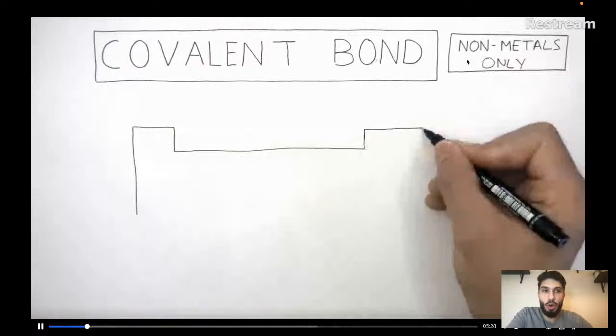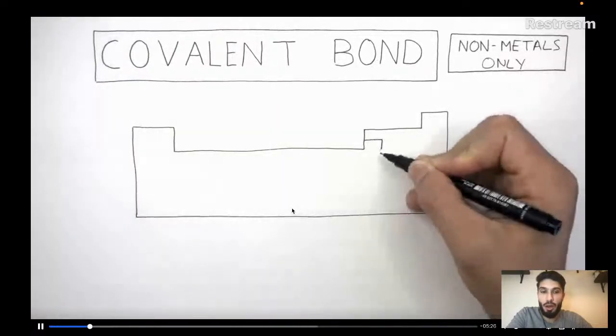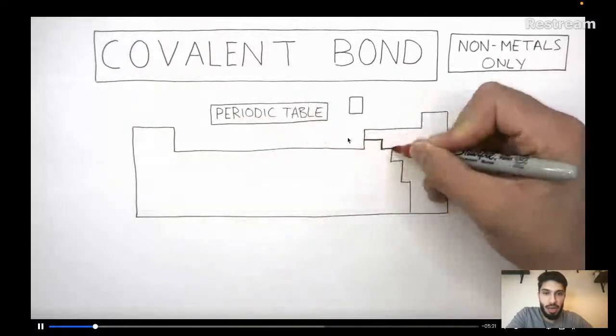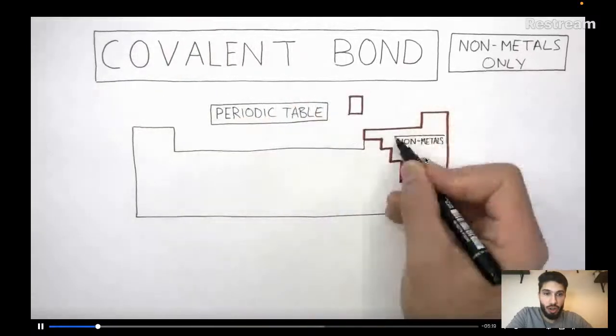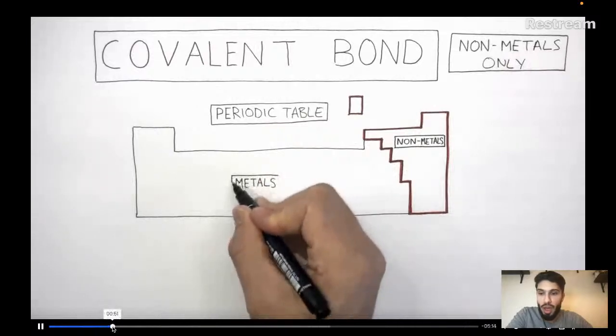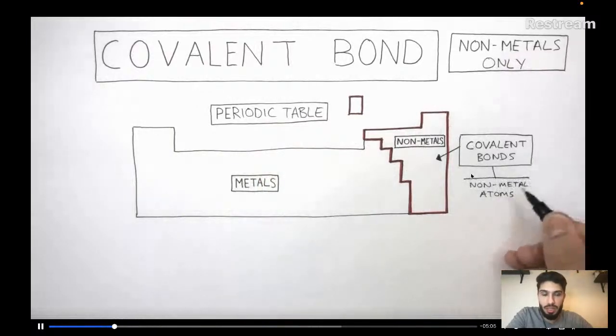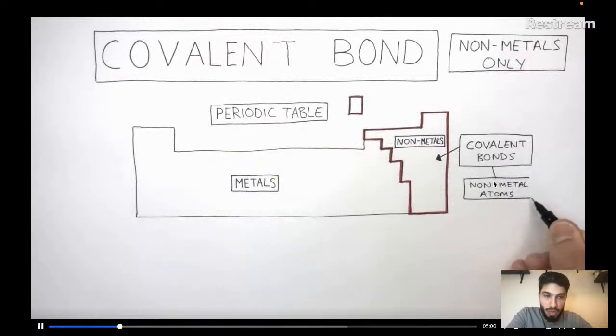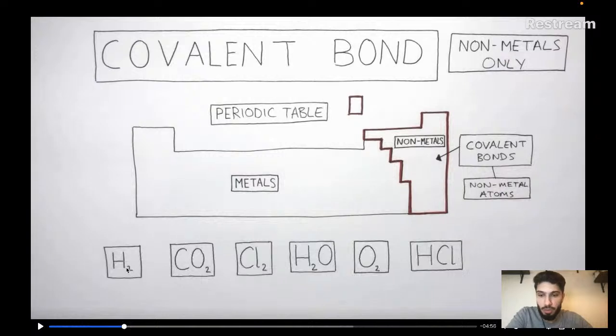Covalent bonding happens only in non-metals, and here I'm drawing a periodic table. This is the stepped line, and this periodic table contains elements. These are the non-metals to the right of the stepped line, and these are the metals. So if you ever see substances where they only contain non-metal atoms, you know that substance contains covalent bonding. For example, hydrogen, carbon dioxide, chlorine, water, H2O, oxygen, O2, hydrogen chloride, HCl.